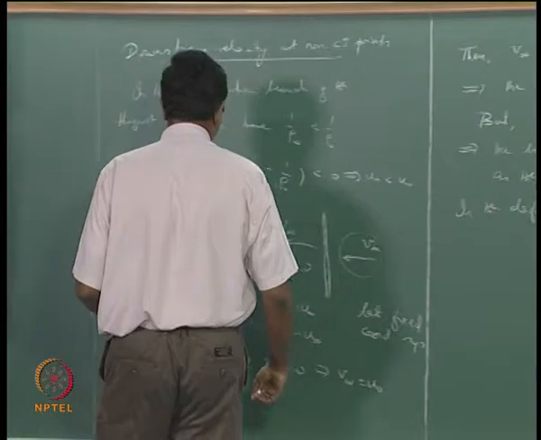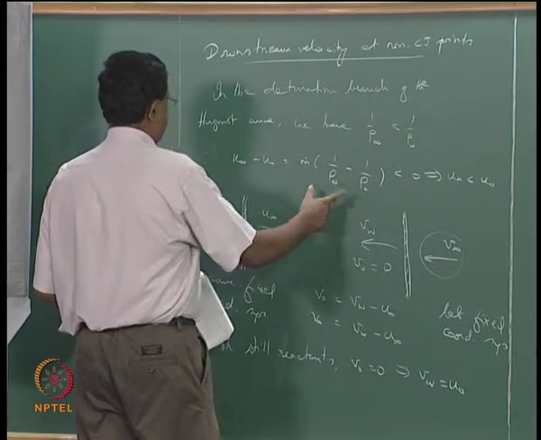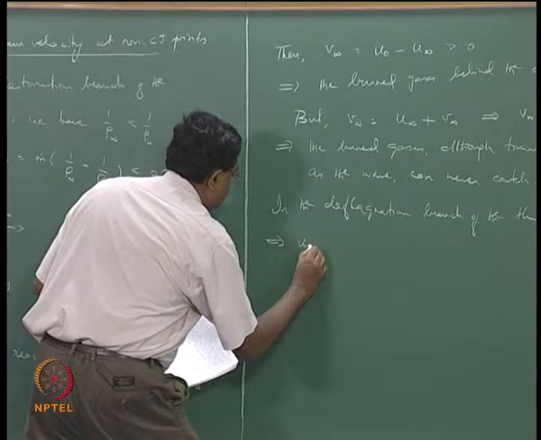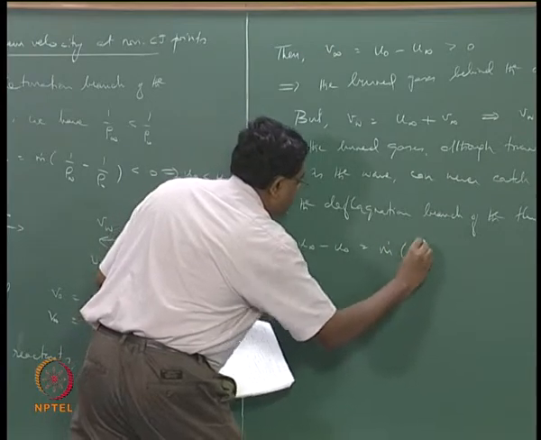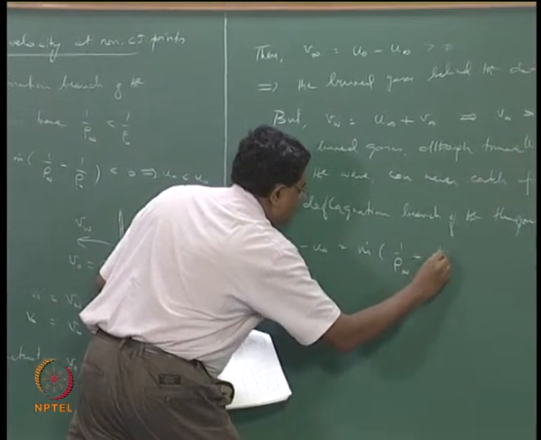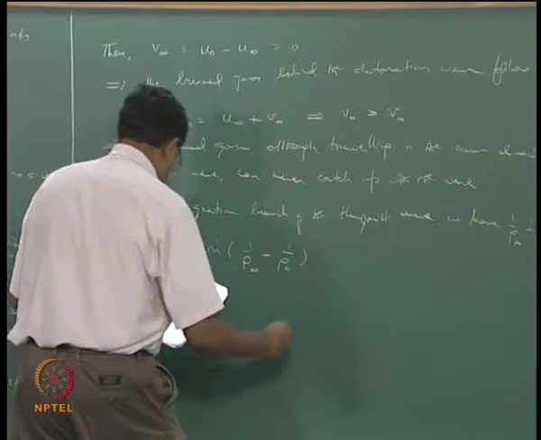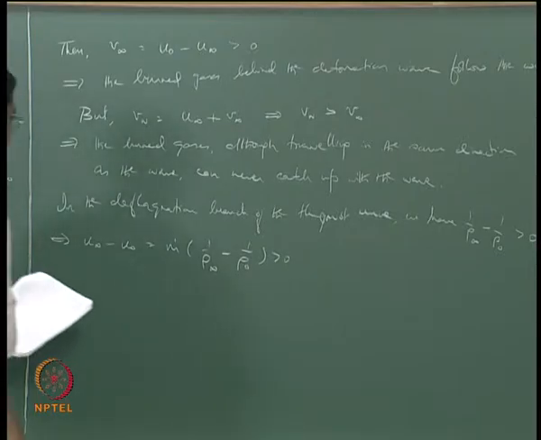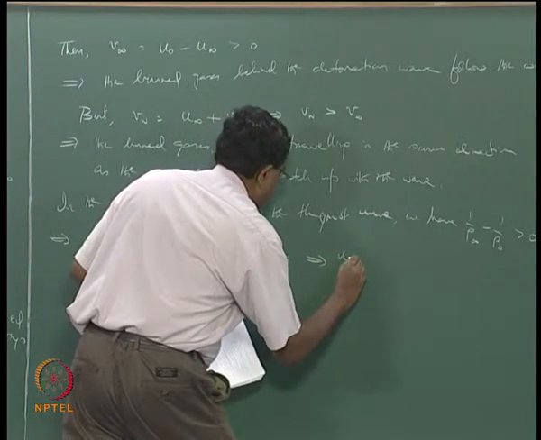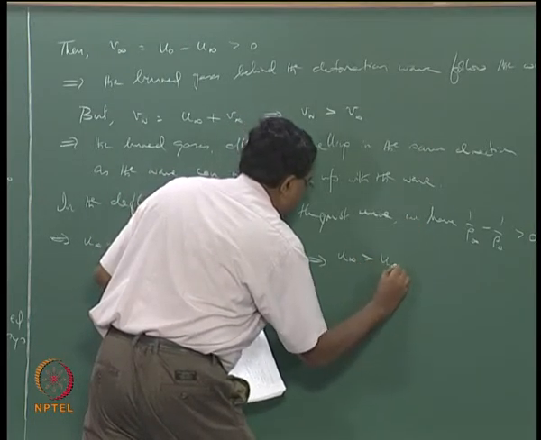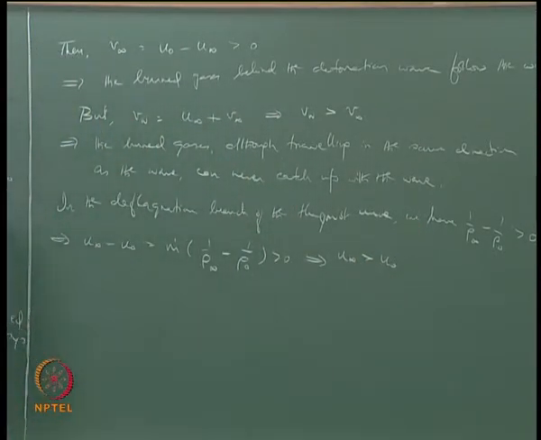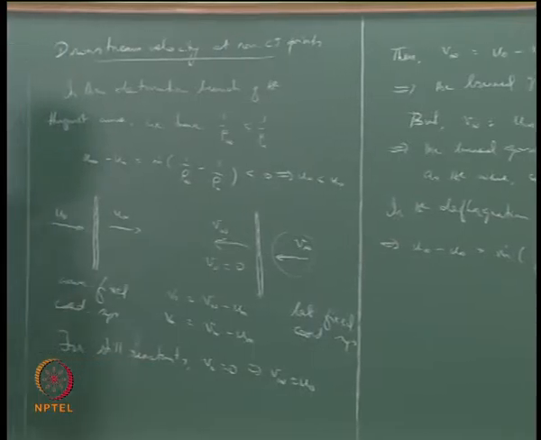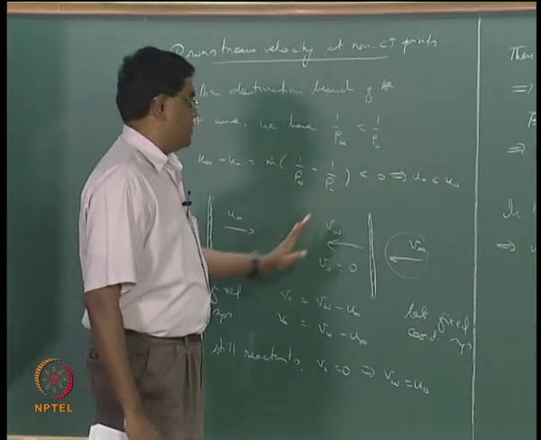Therefore, if you now have 1 over rho infinity minus 1 over rho naught greater than 0, then u infinity minus u naught equals m dot times (1 over rho infinity minus 1 over rho naught) is greater than 0. So, u infinity is greater than u naught. That is no news in the wave fixed coordinate system. We know that the product flow is getting accelerated when compared to the reactants, but now we look at what the consequence is.